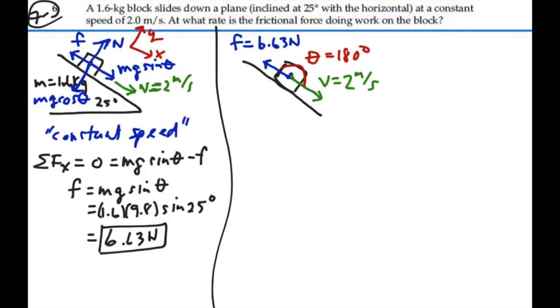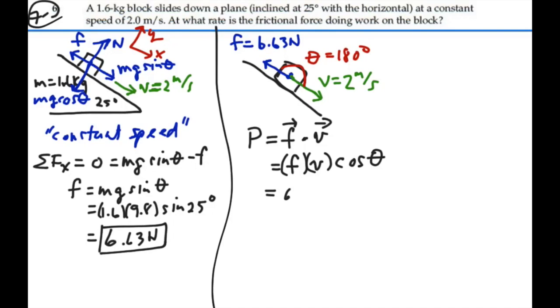So in our power formula, we have power is equal to the dot product between the force that we wish to find the power expressed with, dotted with the velocity. Power is equal to force dotted with velocity. So this would be the magnitude of the frictional force times the magnitude of the velocity times the cosine of the angle between those two vectors. This is going to be 6.63 newtons times 2 meters per second times cosine 180 degrees, because they are in opposite directions. That's the angle between the two vectors.